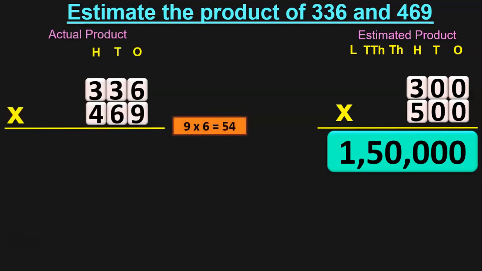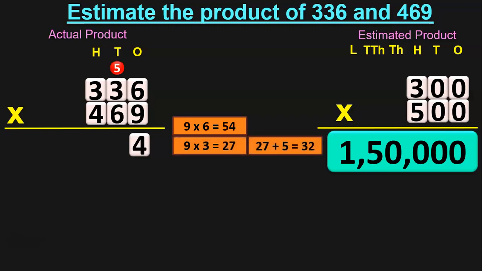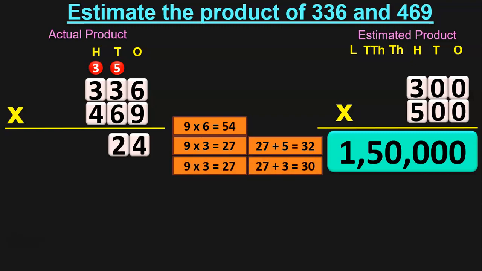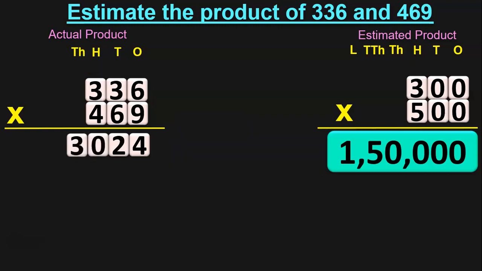Write down the numbers one below the other because both of them are three-digit numbers, and now begin multiplication from the ones place. 9 into 6 is 54. 4 carry over 5. 9 into 3 is 27. 27 plus 5 is 32. 2 carry over 3. Next, 9 into 3 is 27. 27 plus 3 is 30. 0 and 3 will move to the thousands place.